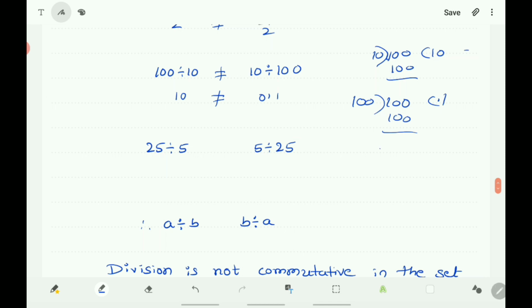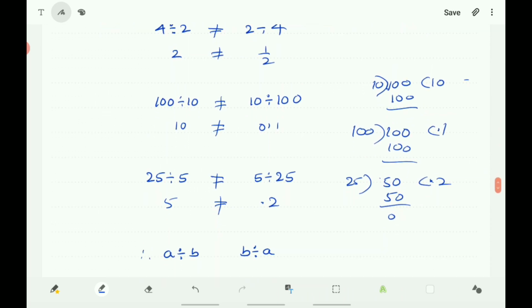So if you divide 25 by 5, you will get 5 here. If you divide 5 by 25, you know that here it is 0.2. You know that 5 is not equal to 0.2. Therefore, 25 divided by 5 is not equal to 5 divided by 25. Therefore, you can conclude that division is not commutative for whole numbers.